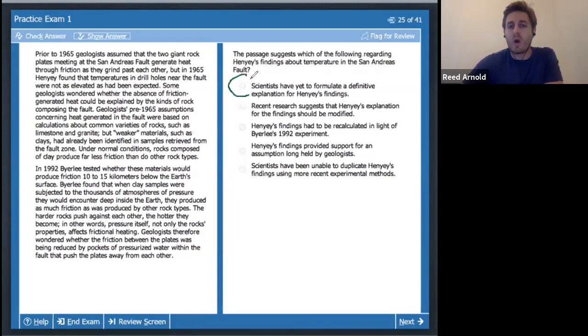Right, we're wondering why Hinyi's conclusion is true, but we don't doubt that Hinyi's conclusion is true, meaning the temperatures that Hinyi found, those are the temperatures we believe. Oh, I see. Okay, yeah.